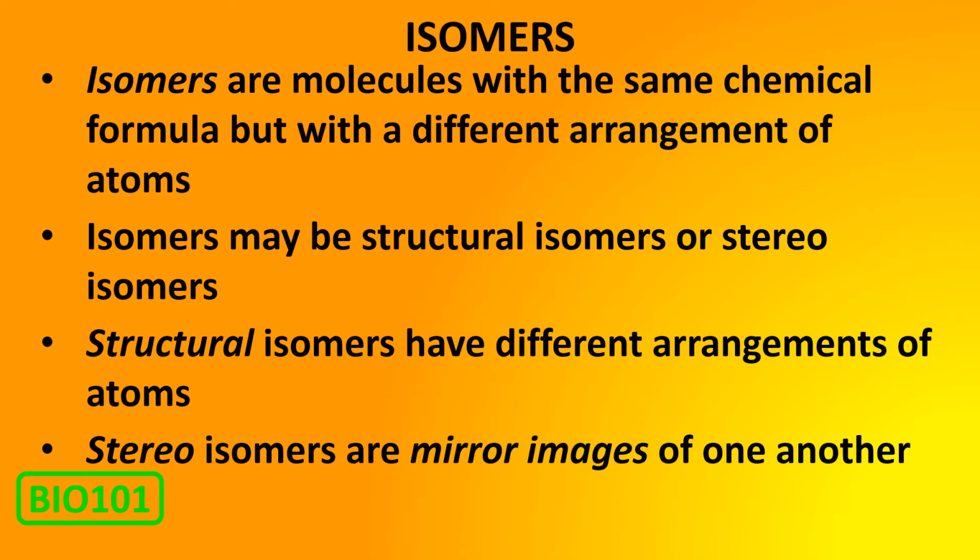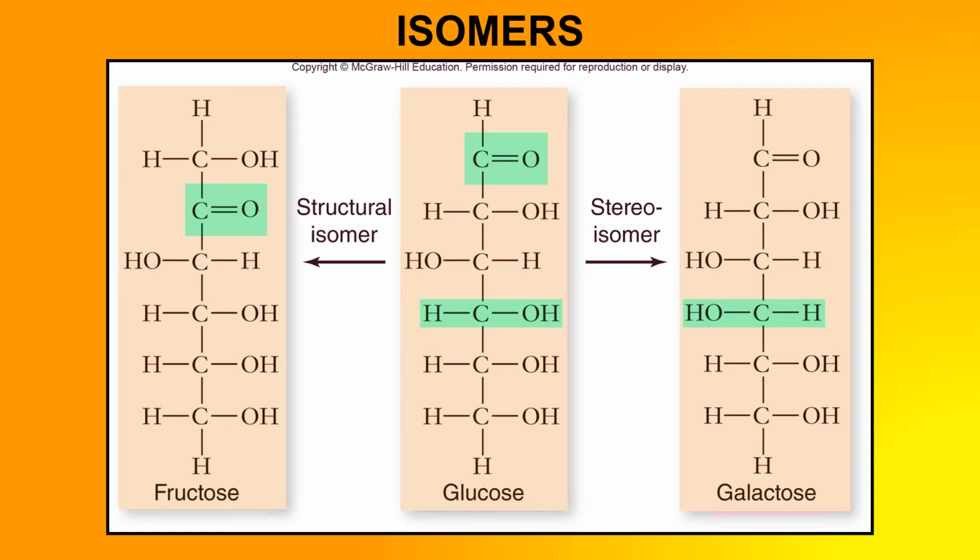It's the same, but everything is reversed. So here's a couple of examples of isomers. Fructose and glucose are structural isomers, right? Same chemical formula, but a different arrangement of atoms.